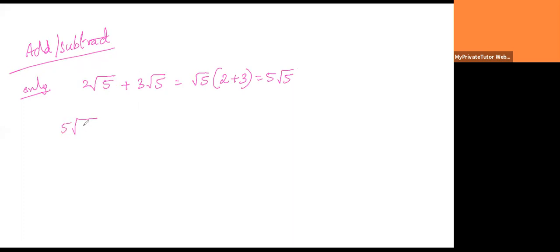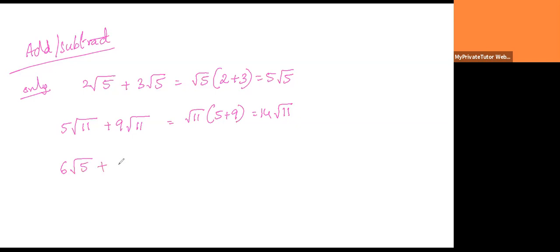5 square root 11 plus 9 square root 11. Here you can see that again, we have a common term, square root 11, and you can add those numbers, which is 14 square root 11. Similarly, you can divide. Let me give an example. So sometimes the other way around, let me tell you.